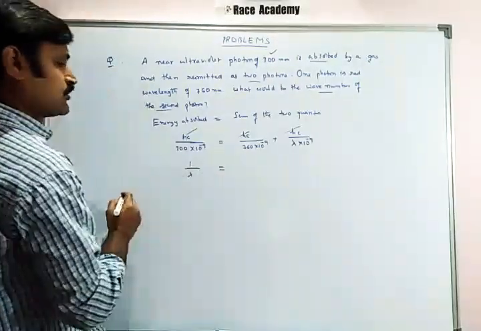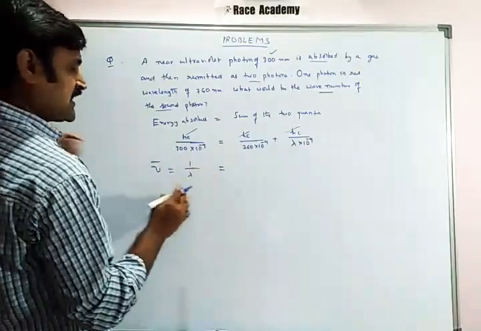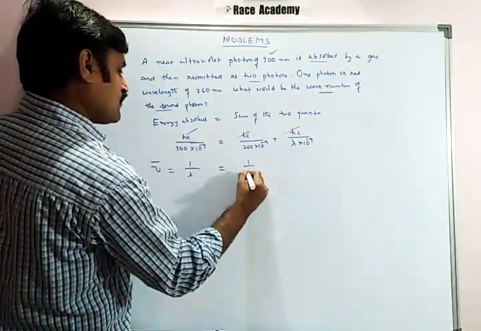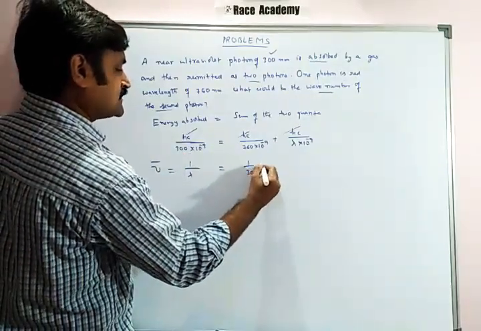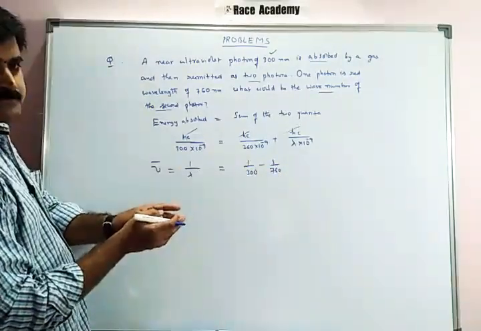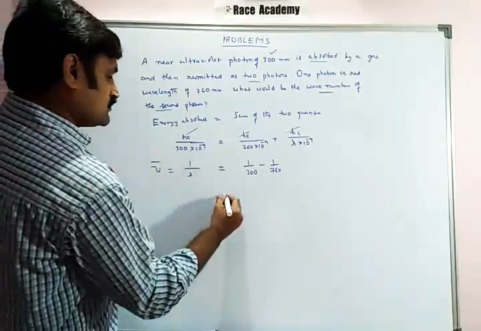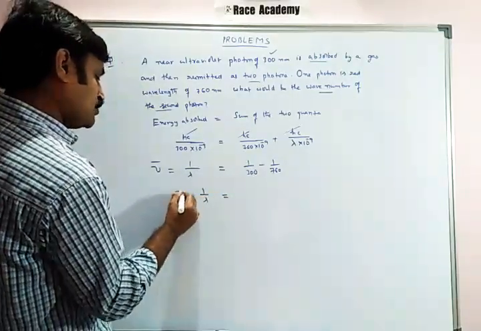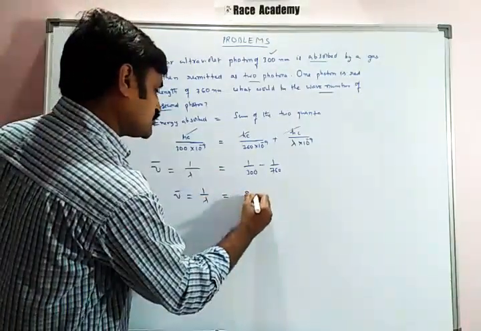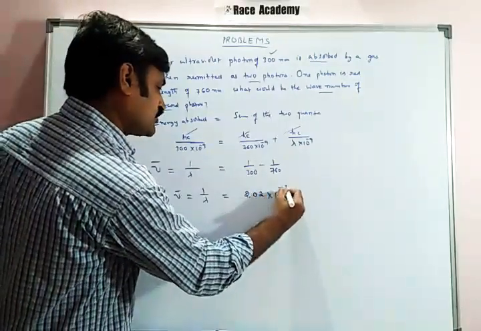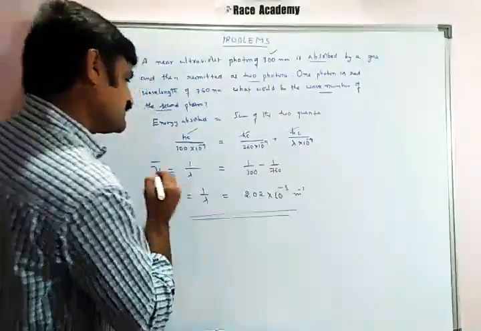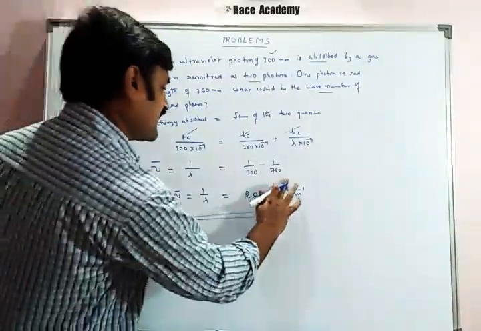So 1 by lambda, which is nu bar, equals to C. If you send this one this side, it will become 1 by 300 minus 1 by 760. Got it? Now the 1 by lambda, or nu bar value, upon simplification I have got 2.02 into 10 to the power of minus 3 meter inverse. So this is the answer for this question.